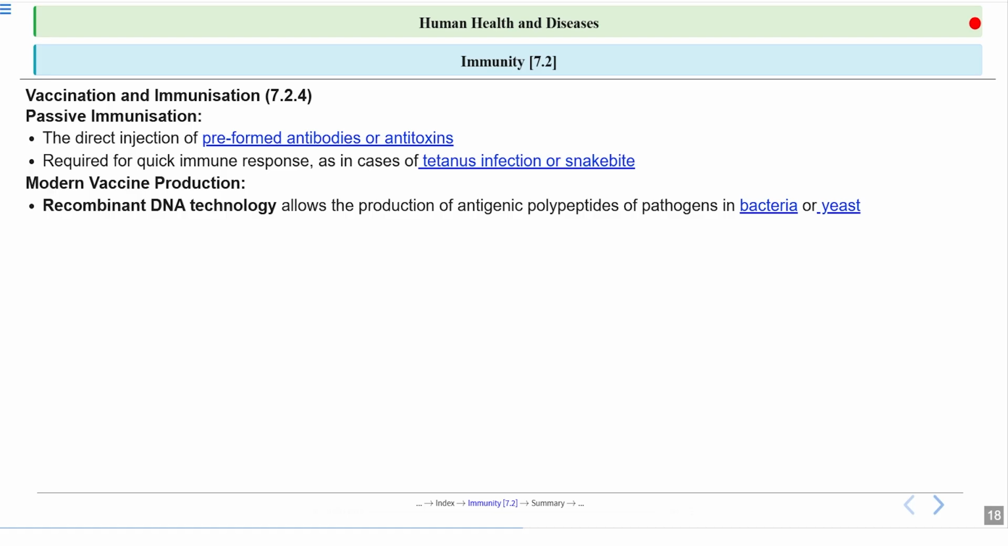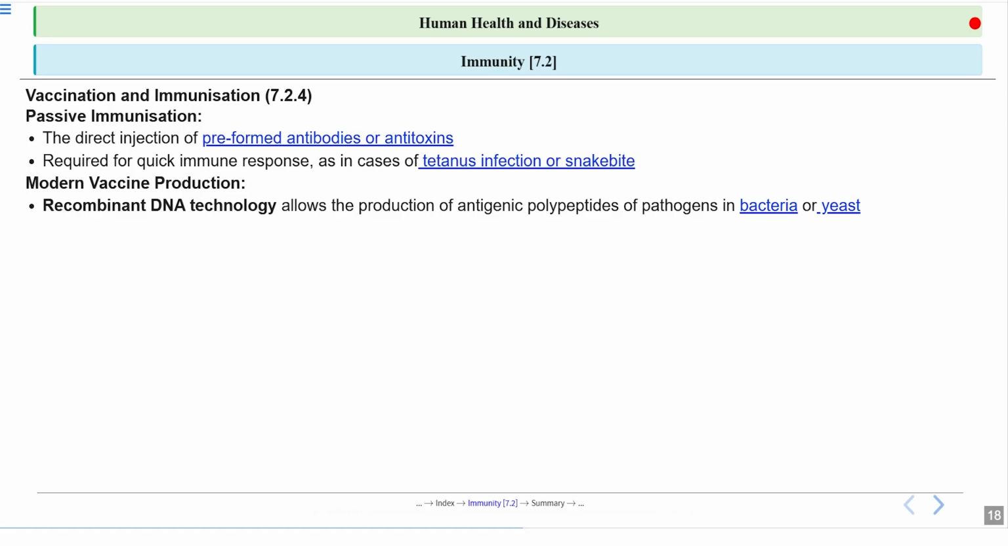Okay, now the scientists can produce some important parts of the pathogens which are called antigenic polypeptides. Now they can produce these antigenic polypeptides in bacteria and yeast. Okay, then they isolate this antigenic polypeptide from bacteria or yeast and they use it to make vaccines.